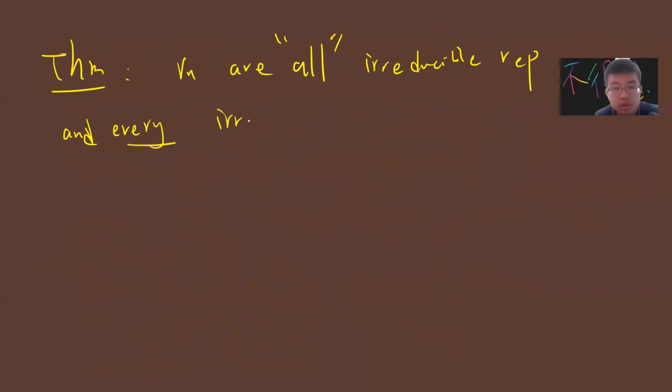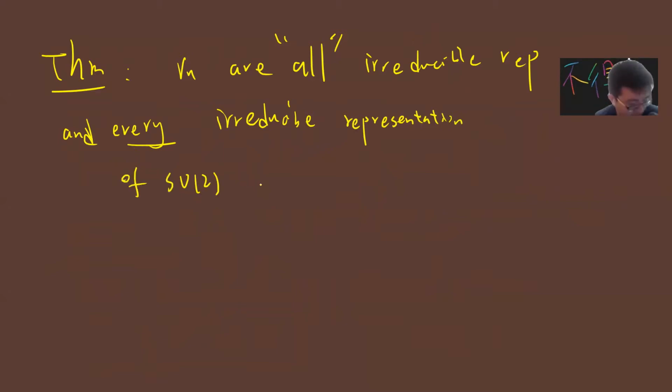Every irreducible representation of SU2 is isomorphic to one of Vn. So basically, it's a classification of the irreducible representations of SU2. Let me just sketch a proof, because the proof is a little bit lengthy.